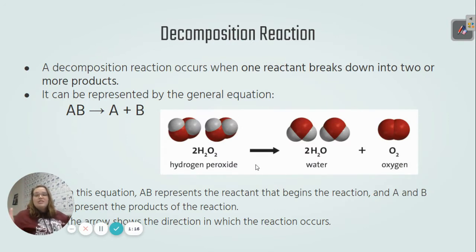Decomposition means something's going to decompose or break down. This is the opposite of synthesis. So you're going to have 1 reactant make 2 products. So AB makes A plus B. Hydrogen peroxide becomes water and oxygen.